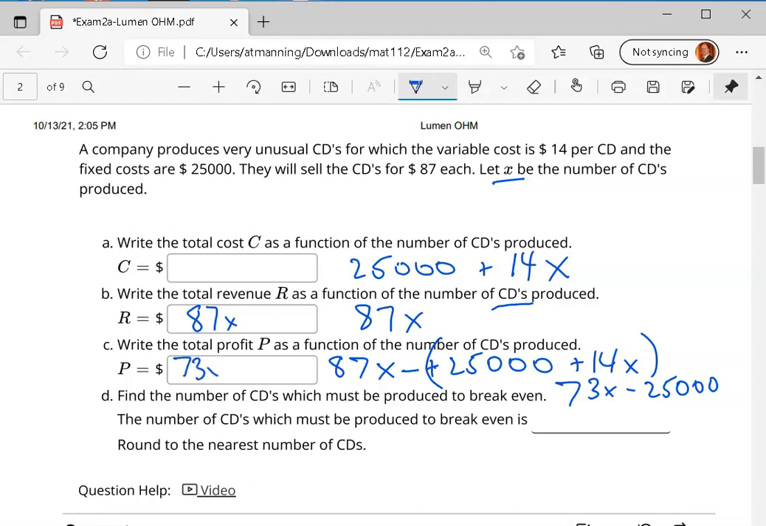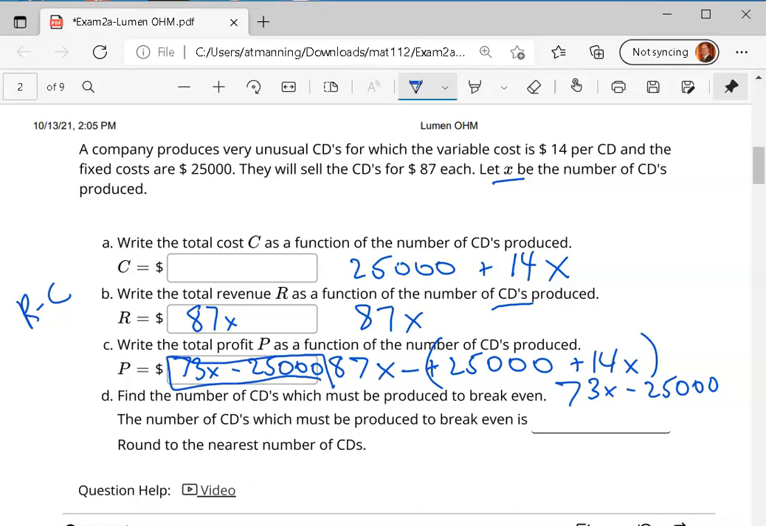73x minus 25,000, just by doing revenue minus cost. And that's something that you have to pull out of that word problem. They say total profit as a function of number of CDs produced. They could have said, and by the way, profit is revenue minus cost. I guess they just say common sense. So here's my formula for my profit, 73x minus 25,000.